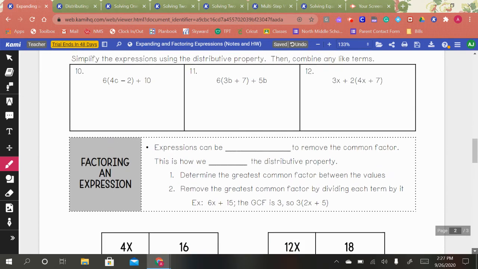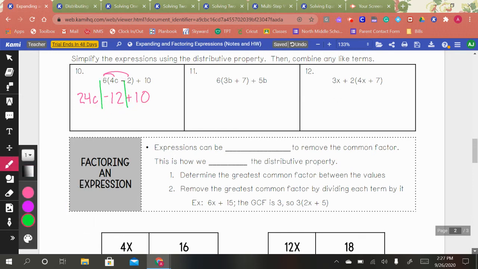Simplify the expression using the distributive property, then combine any like terms. So this is kind of like a two-step problem here. We're going to do the distributive property first, and then we're going to combine like terms if there are any. Anytime we want to combine like terms, we're going to split up our expression into terms so that I can see what is like, what is not.